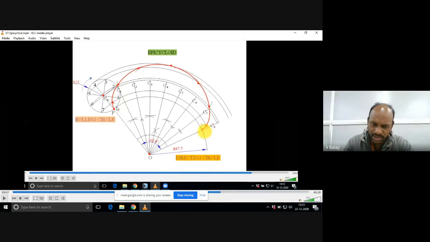Because the straight path becomes a curved path, right? So we get some included angle. We have divided the base circle into 8 parts, and the circle also we have divided into 8 parts. The rest of the procedure is the same. Instead of drawing horizontal lines, we are drawing circular arcs.